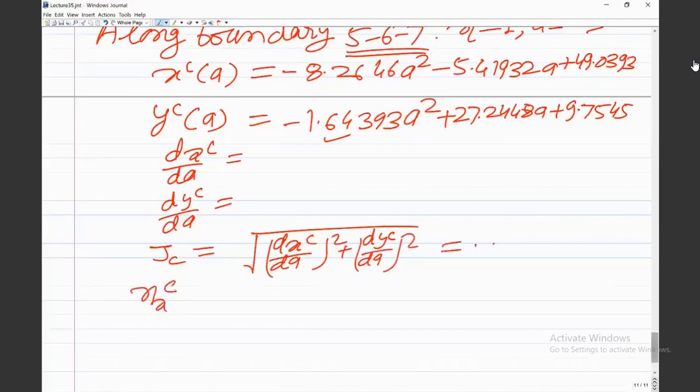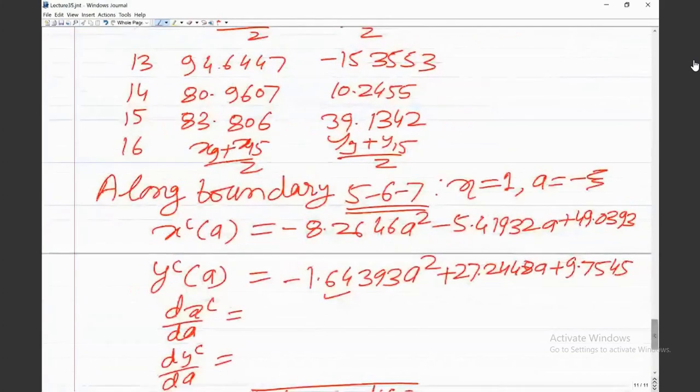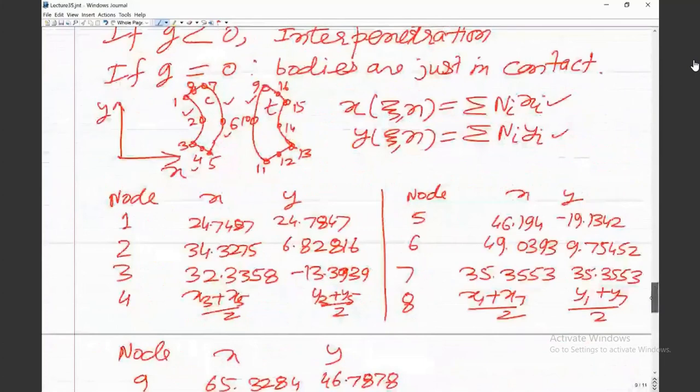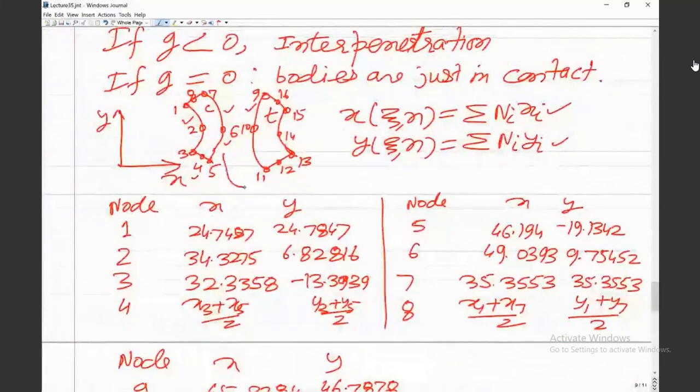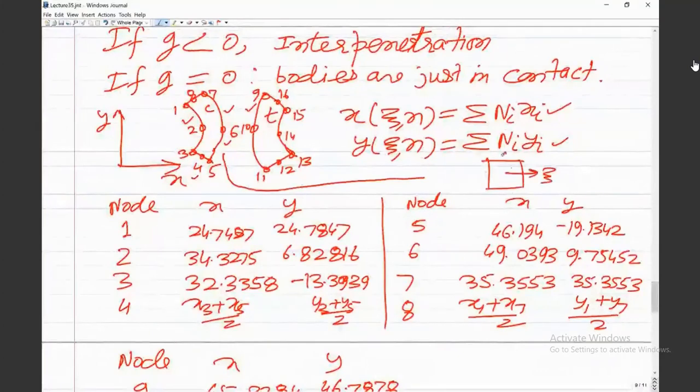Yes, tell me please. Along the boundary 5, 6, 7, shouldn't it be xi equal to 1 and A equal to... See, it depends on how the mapping is done. So if you look at the natural coordinate space, the mapping for this is done like this, so that this is node 1, this is node 2, this is 3, and then this is 4, this is 5, this is 6, this is 7, and this is 8. So when I'm saying this 5, 6, 7, in that eta equal to plus 1 and A equal to minus xi. So the mapping is done like this.